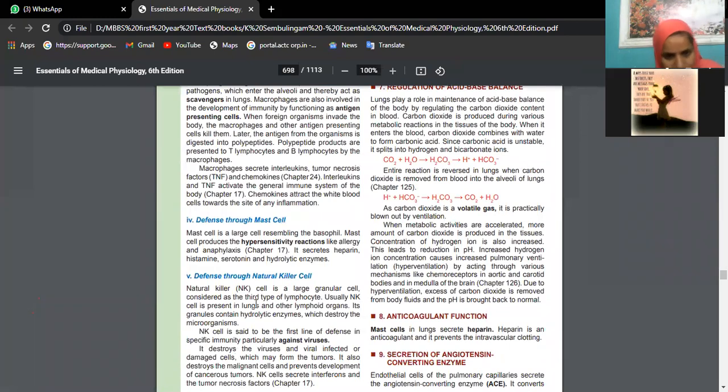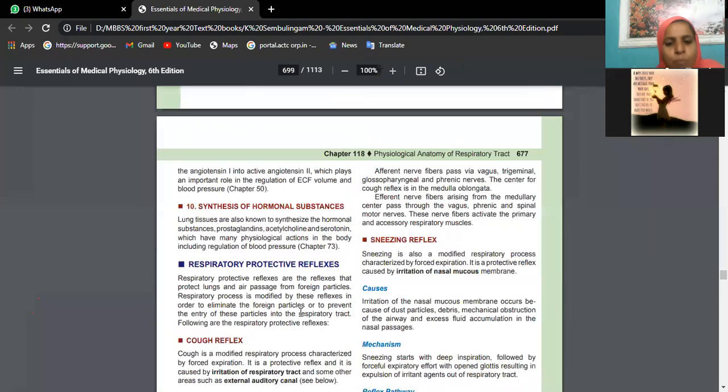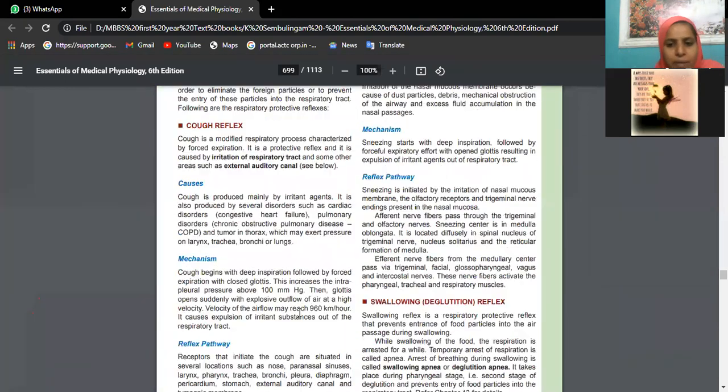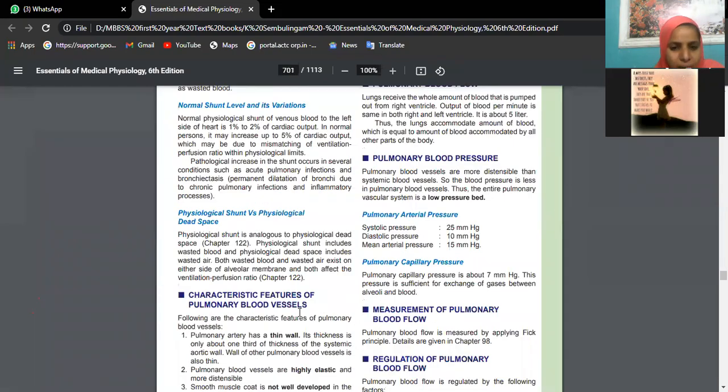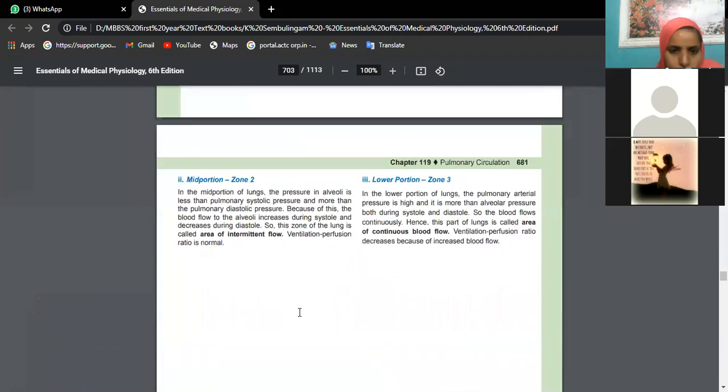Okay, so somewhere it is discussed better and it is for 2 marks. Just see once. That is dead space. Meghana, did you understand? Yes, ma'am. Okay.